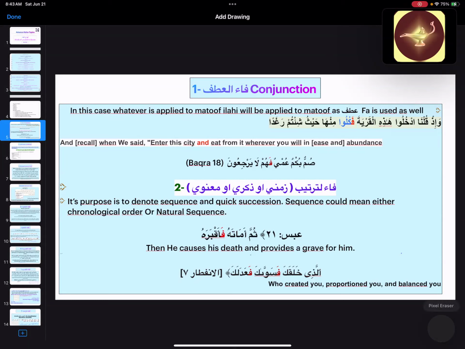So in this example, the fakulu, if we want to think, we can think that way: you enter this city, and then as a result you eat whatever or wherever you want. Basically it's a way of thinking, how you are thinking it. But since our level is not that high, we cannot figure out easily if it is fa taliliya or something else.